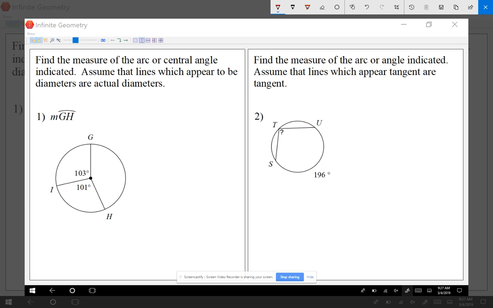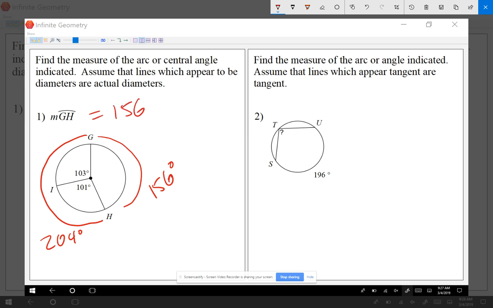So in this case, it's asking for arc GH, the measurement of arc GH. From G to H, if I go this way, right, I add those numbers, 103 plus 101. So that gives me 204 degrees. But if I go this other way, I know I have no number there, but I know it's 156 degrees, because remember, the whole circle is 360. So it's 156. Now, my answer here will end up being 156 just because we tried to go the shortest distance.